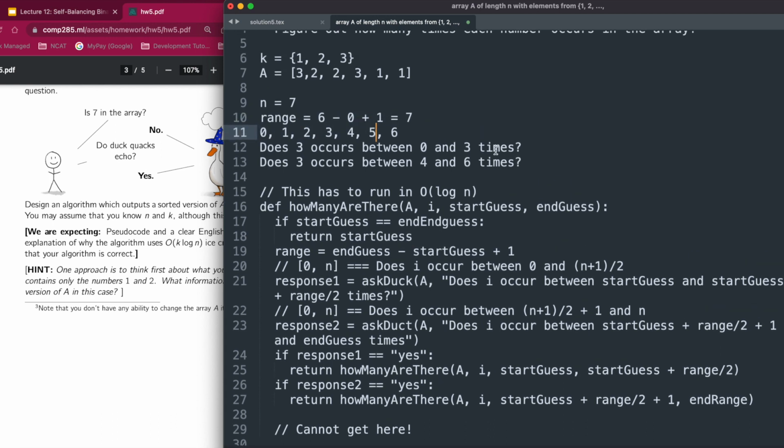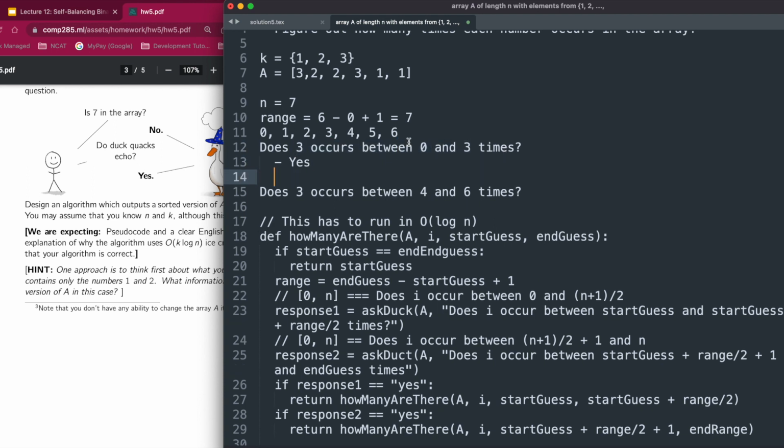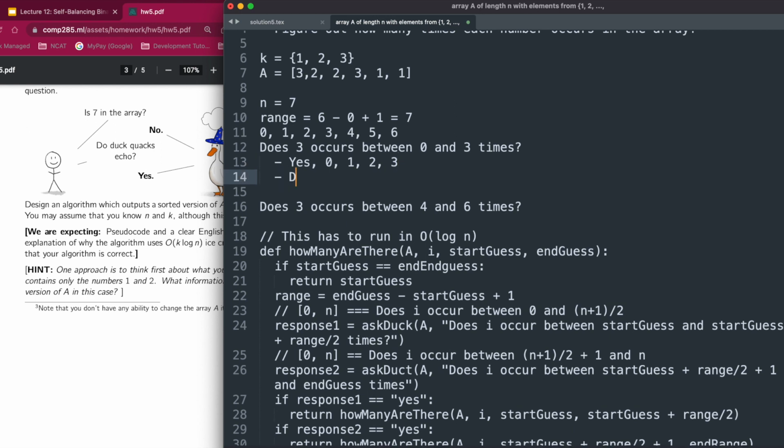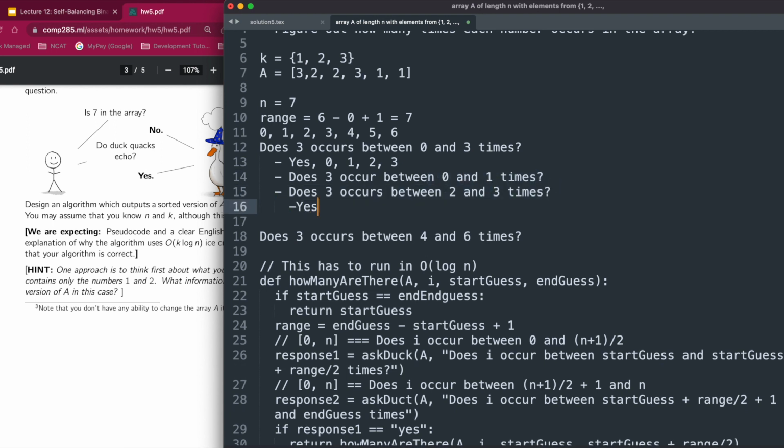So again, for this example here, the duck would answer yes to this first question. Does 3 occur between 0 and 3 times? So then we would call ourselves recursively, guessing, well, it's going to be 0, 1, 2, or 3. And then here we would ask two questions. We would say, does 3 occur between 0 and 1 time? And we would also ask, does 3 occur between 2 and 3 times? And again, 3 actually occurs 2 times, so he would answer yes to the second question, right? Which now means our guesses are either 2 or 3. It either occurs 2 or 3 times, right?